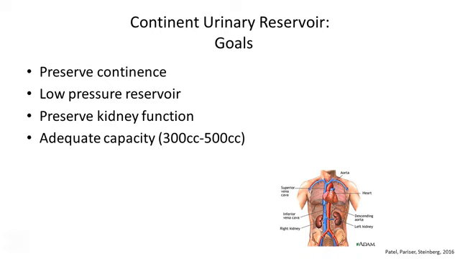The most important goal, of course, is to create that low-pressure reservoir in order to protect the upper urinary tract, specifically the kidneys. Immediately after surgery, the capacity is about 120 milliliters, or cc's. At 6 months, that increases to 350 cc's, and at 12 months, the capacity can reach as much as 500 cc's.